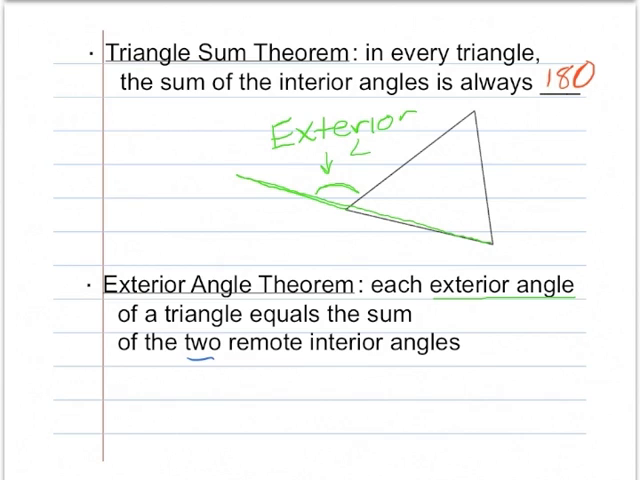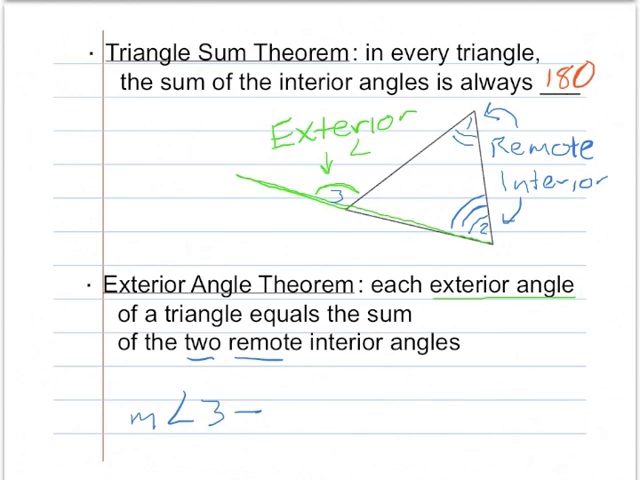So there are two of them, they're remote. Remote as in far away or extreme. So the remote interior angles refer to these two angles. Here's one of them, and here's the other one. So what this theorem says, if these angles were called angle 1 and angle 2, and this is angle 3, the measure of angle 3 is equal to the sum of angle 1 and angle 2. So we can use both of these theorems to solve a couple of problems coming up next.